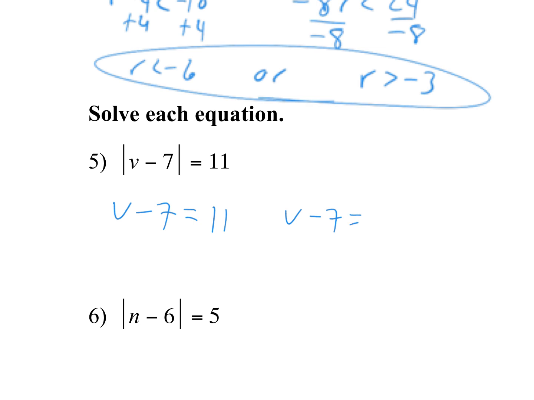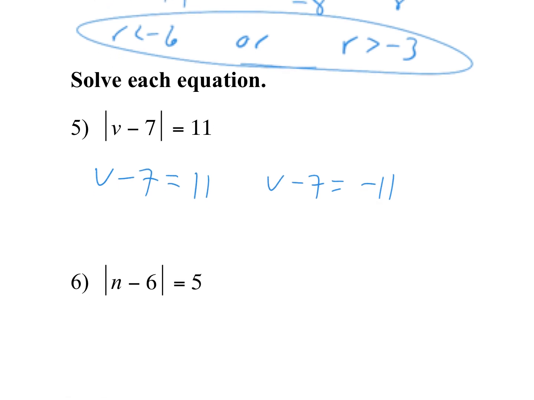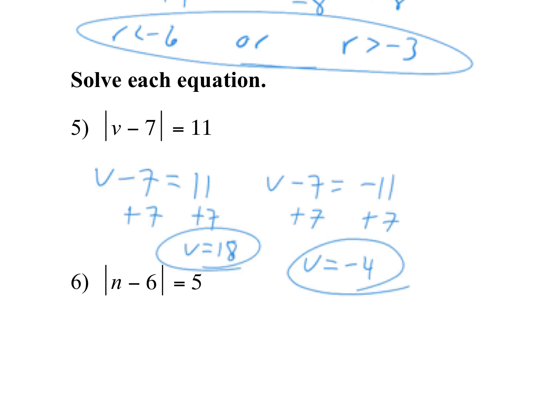Okay, we have two equations, guys. There's two of them. We have v minus 7 equals 11. v minus 7 equals negative 11. If we take the absolute value of each of these, we will get positive 11. You need your two equations. Always, always, always. You need your two equations. So to solve one of them, we want to add 7 on both sides. And we get v equals 18. And let's add 7 on this one. And we get v equals negative 4. Yep. So we get our two answers.